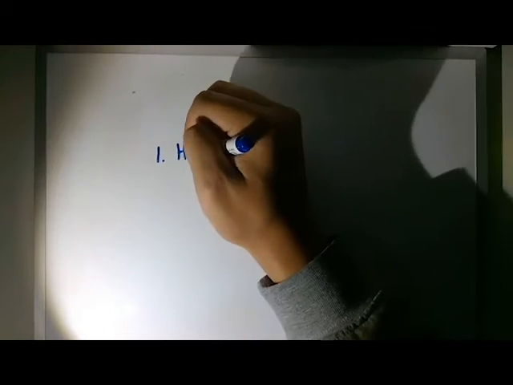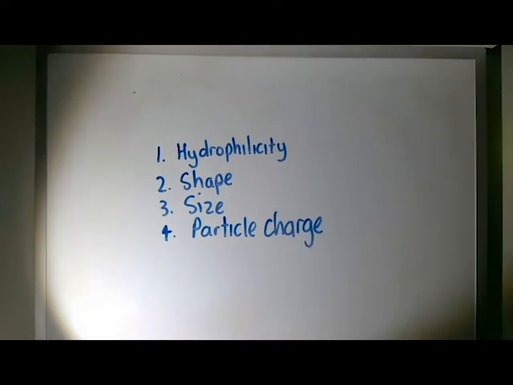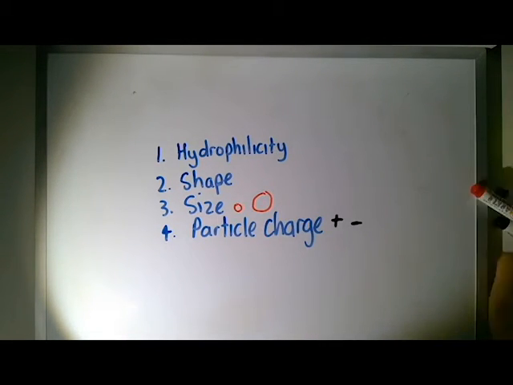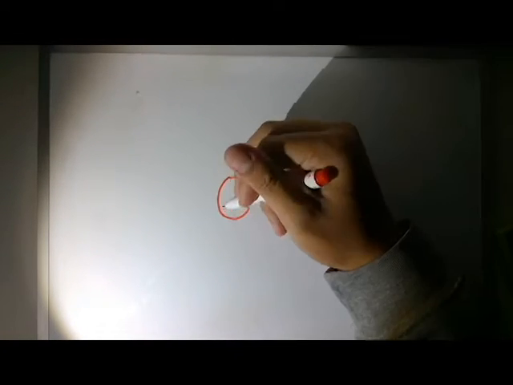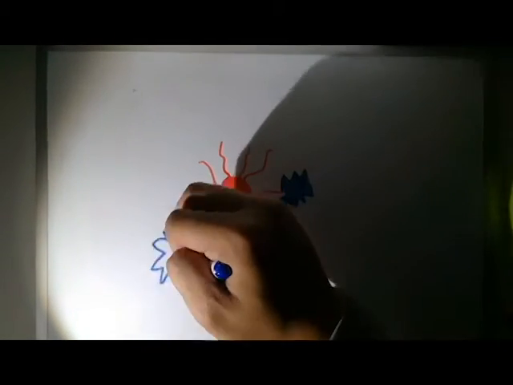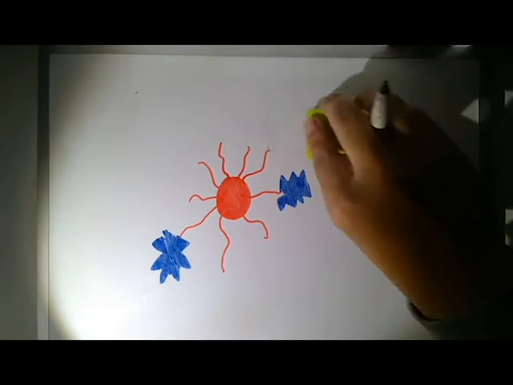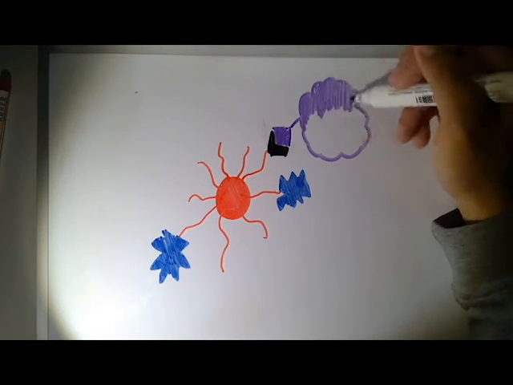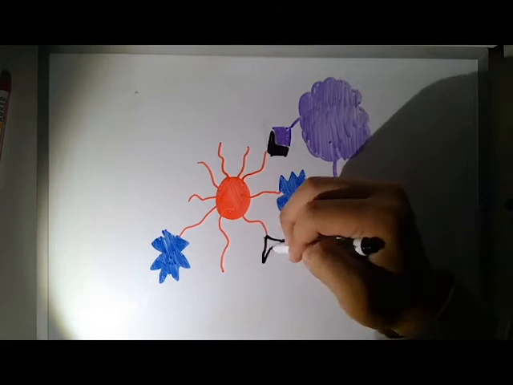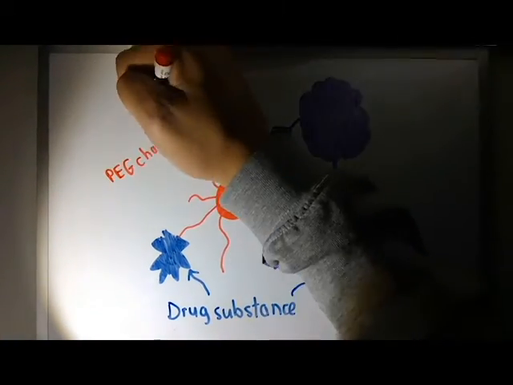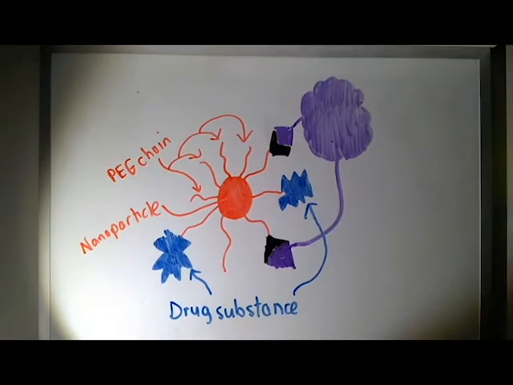Getting back to the topic, factors that characterize a nanoparticle's interaction with its surrounding environment include its hydrophilicity, shape, size, and particle charge. Nanoparticles contain ligands that surround the structure, as well as a substance that is relative to the use. An example can be seen here. These nanoparticles have polyethylene glycol, or PEG, chains, which is a common coating agent, with also a drug substance attached to them, and typically have high affinity towards the surface of cancer cells.